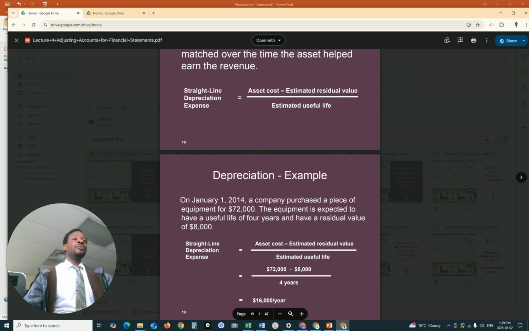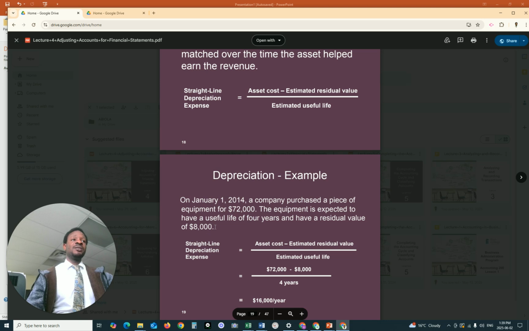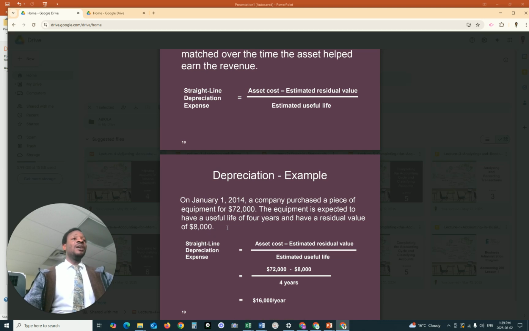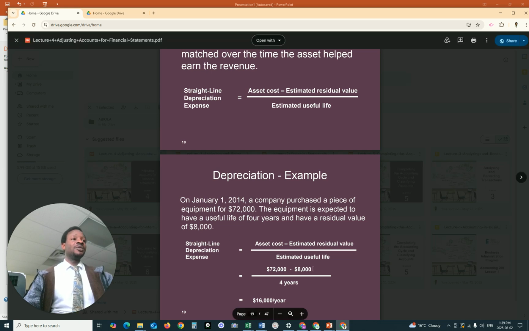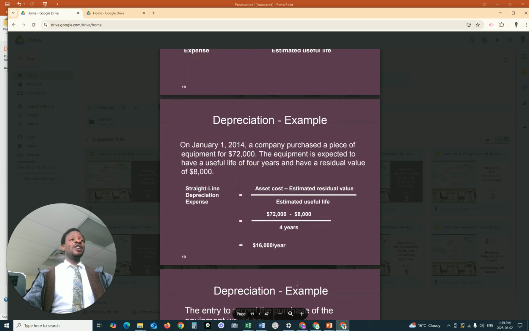So example, on January 1, 2014, a company purchased a piece of equipment for 72,000. The equipment is expected to have a useful life of 4 years and have a residual value of 8,000. So now that means the total amount you will use on that asset is 72,000 minus 8,000. You bought it for 72,000. At the end of 4th year, it will still have value of 8,000. That means 64,000 would be used up, but spent over 4 years. That means each year would be 72,000 minus 8,000 divided by 4 years. That gives you the amount of depreciation per year.